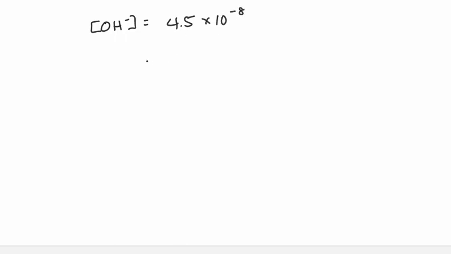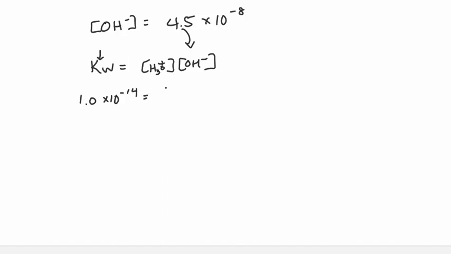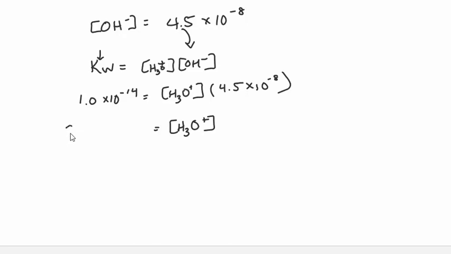Now, in order to get the hydronium or the hydrogen ion concentration, we need to use the expression that Kw is equal to the hydrogen ion or hydronium times hydroxide. Now we have hydroxide and we know Kw. Kw is a constant. Kw is 1.0 times 10 to the negative 14. So we plug in what we know and we solve for what we don't. Make sure you're entering these numbers into your calculator correctly. So the hydronium or hydrogen ion concentration should be 2.2 times 10 to the negative 7.